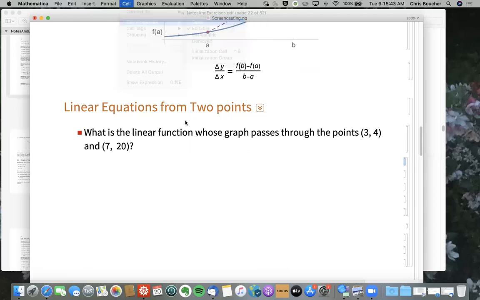The first thing I'm going to do is compute the slope between these 2 points, just as we did up above. Change in y over change in x comes out to be 4. So that's my m value.